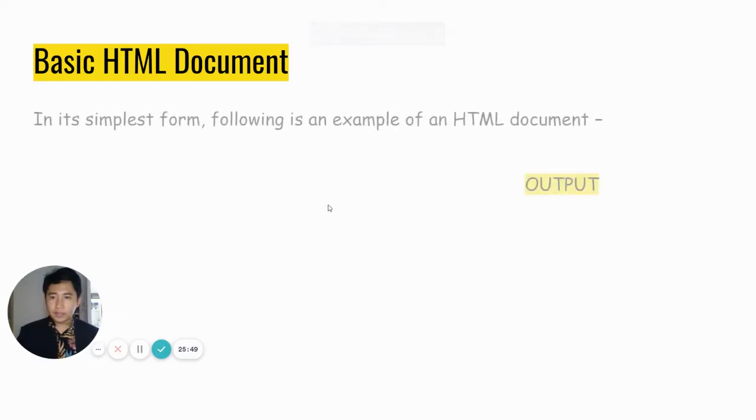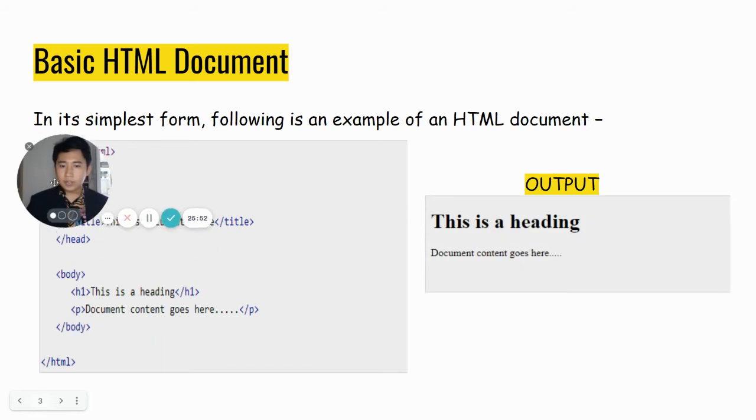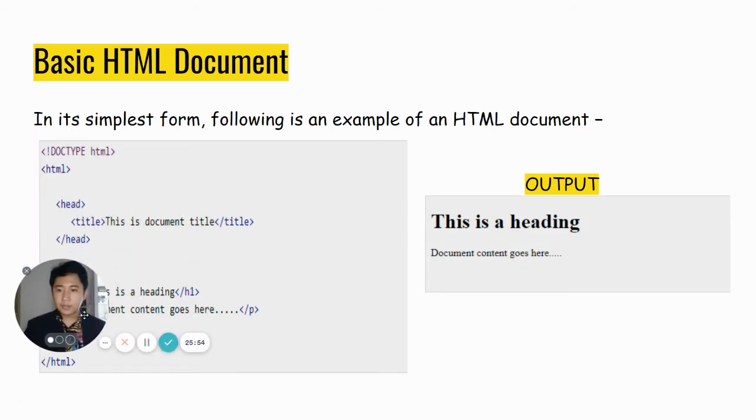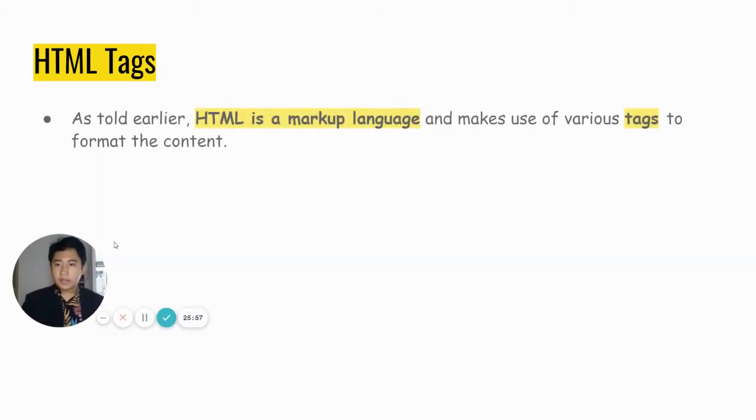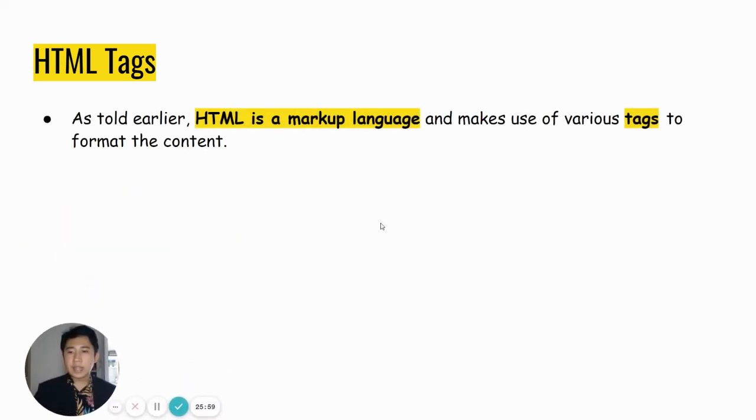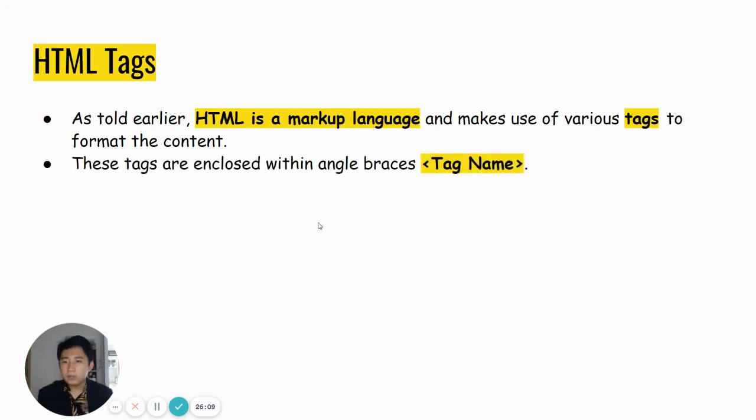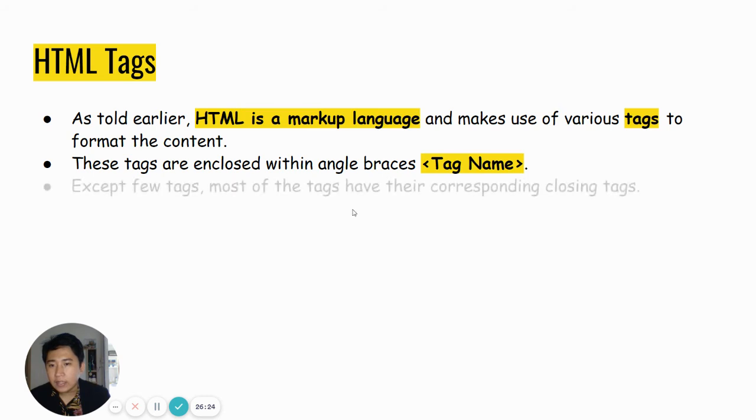So this is the example. See, this is the output earlier, the one that I did. So now guys, let's discuss the HTML tags. As I told earlier, HTML is a markup language and it makes use of various tags to format the content. These tags are enclosed within braces, in less than and greater than. The tag name is inside.